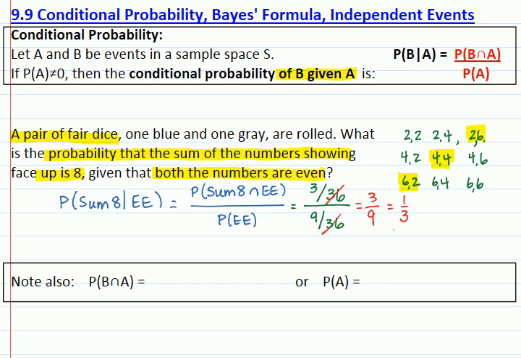I can solve the conditional probability formula for the probability of B intersection A, and that will be probability of A times probability of B given A. I can do that by cross multiplying, or I can solve for the denominator, which is the probability of A, and it's equal to probability of B intersection A over probability of B given A.